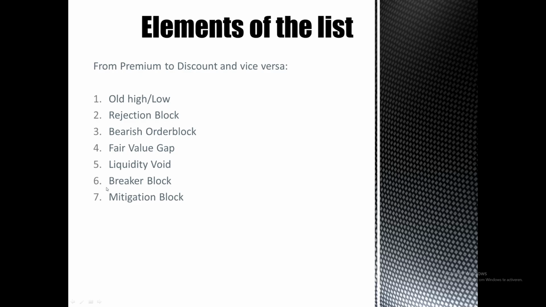Alright, so remember that. A mitigation block doesn't have to take out, for instance, a bearish mitigation block doesn't take out the most recent old high and then drops down and breaks structure. So that's a mitigation block. If a breaker block goes above an old high and then drops down to break structure, it's becoming a breaker block. So that's a quick explanation of that one.